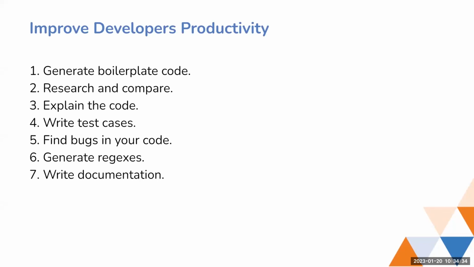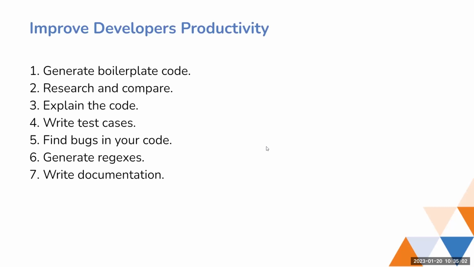Find bugs in your code. Say, for example, we are facing some issues in production. If we ask ChatGPT to tell me on which line these bugs occur, ChatGPT will give me some suggestions, like you can check this line. Maybe this line will generate this type of error.